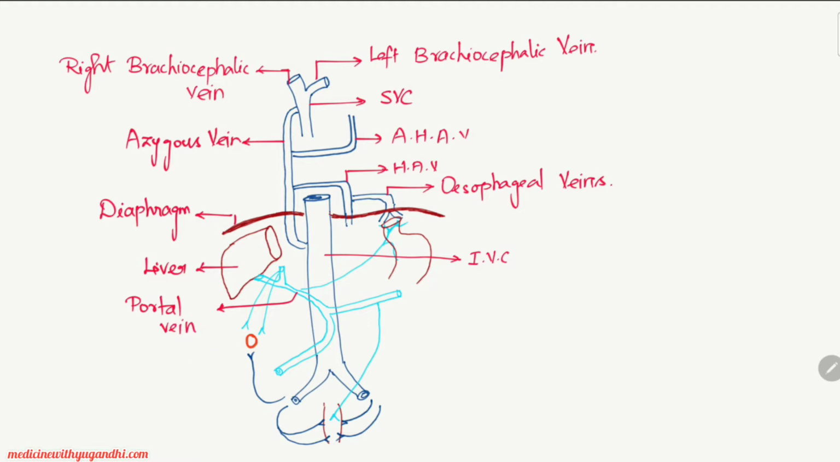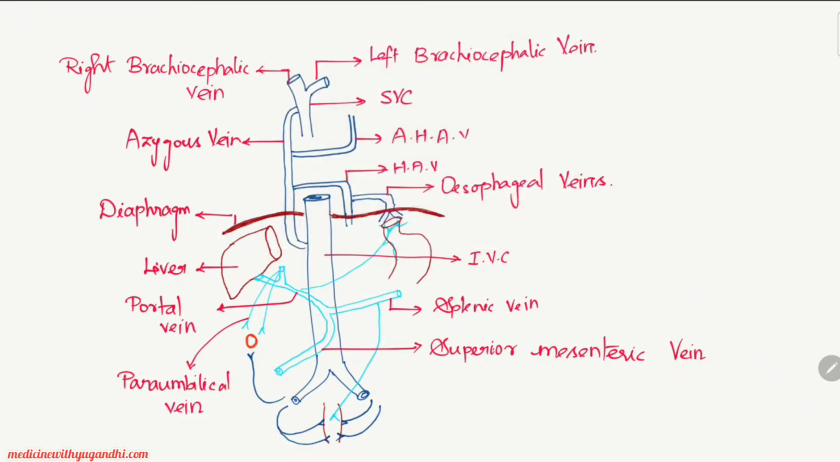And of course, it is formed by the union of the splenic vein together with the superior mesenteric vein. So this vein is the superior mesenteric vein. Coming to the next structure, what you're seeing here, these 2 veins are called the para-umbilical veins. And of course, this structure is the umbilicus.